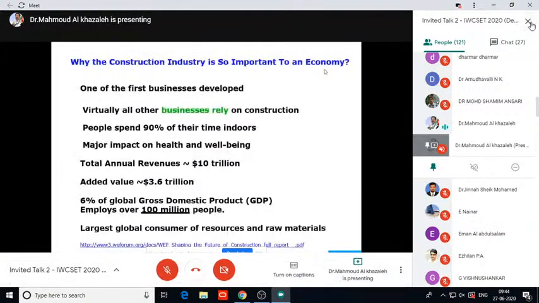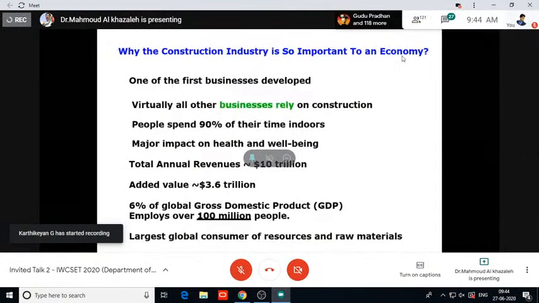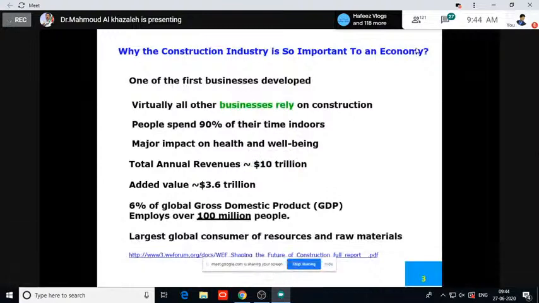Why is the construction industry so important for an economy? One of the reasons is that construction is the first business developed by humans. Virtually all other businesses rely on the construction industry. People spend 90% of their time indoors, with major impact on health and well-being. Total annual revenues are $10 trillion, with added value of $3.6 trillion, and 6% of global gross domestic product. This sector employs over 100 million people. So it is the largest global consumer of resources and raw material.